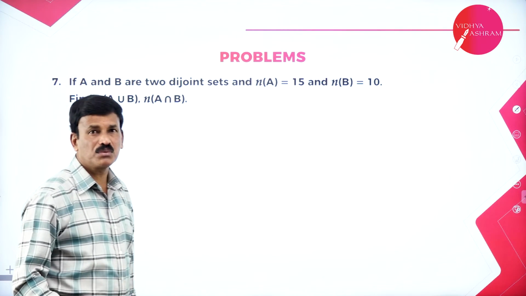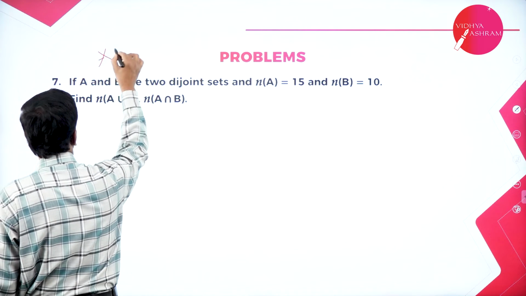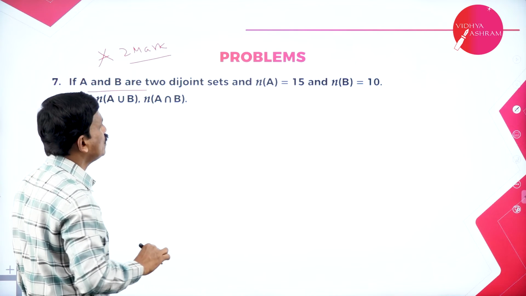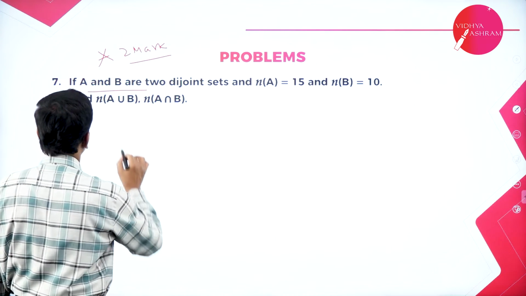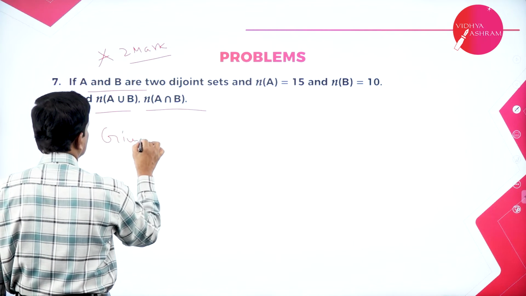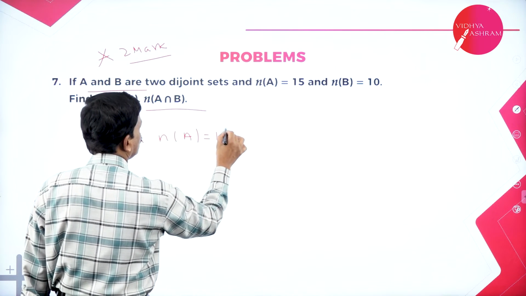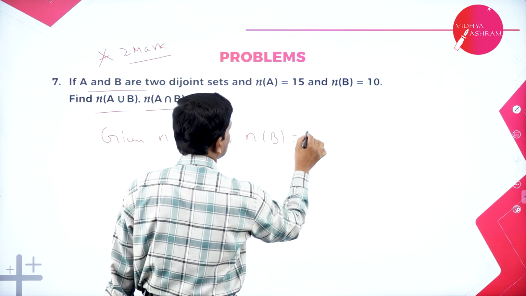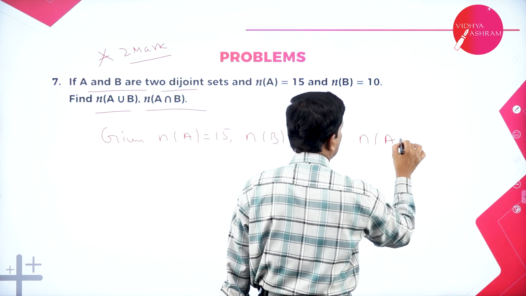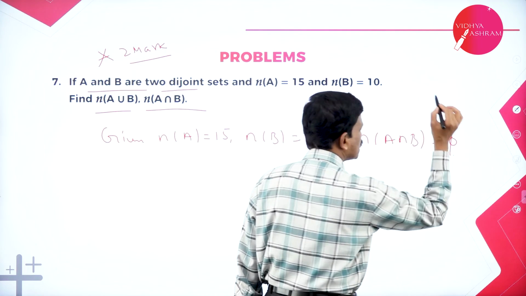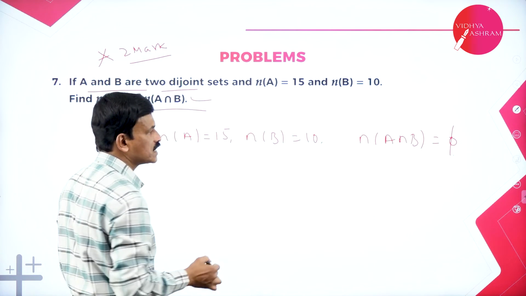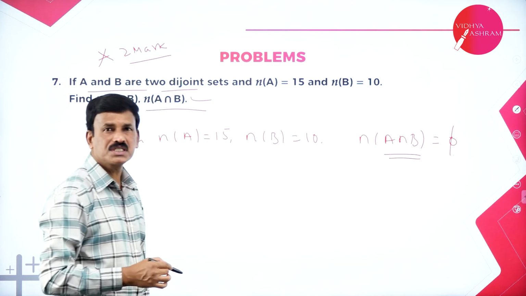Now let us come to the next problem, and this is a very important problem for 2 marks. This is a 2-mark question. If A and B are two disjoint sets and n of A is equal to 15, n of B is equal to 10, find n of A union B and n of A intersection B. Now what is given? Given that the number of elements in A is 15 and the number of elements in B is equal to 10. A and B are two disjoint sets, means n of A intersection B is a null set. So therefore, first answer, n of A intersection B is a null set because it is a disjoint set.